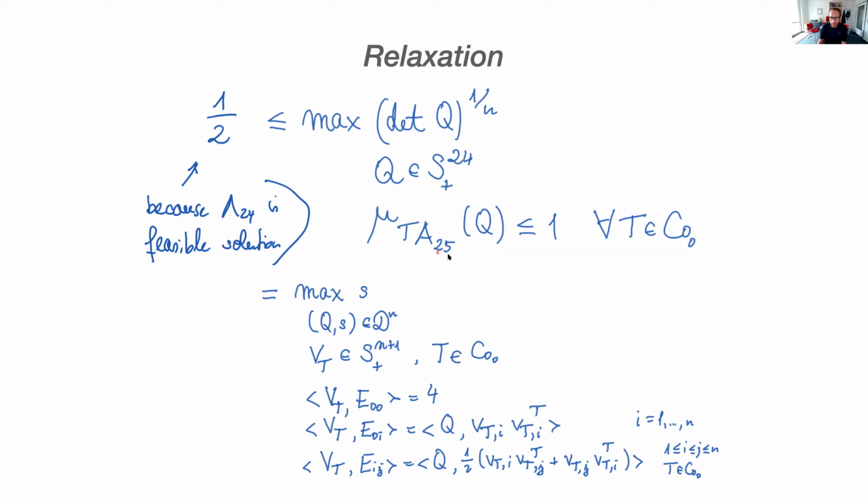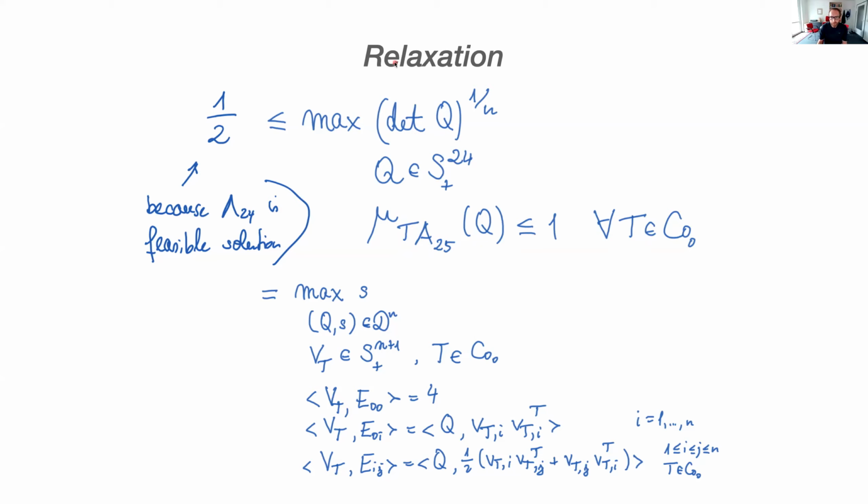So we take the simplex A25 and then we let the automorphism group of the Leech lattice act on them. So this is all matrices T in the group C0, Conway 0. That's the automorphism group of the Leech lattice. And that's kind of the second condition.